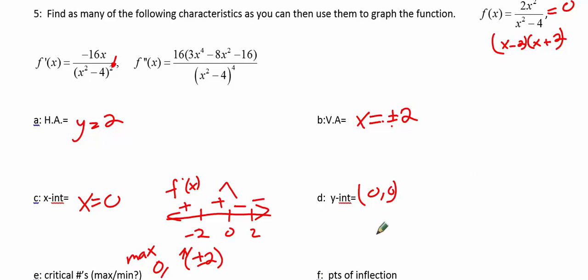Alright, points of inflection. That's where our second derivative changes signs. So we've got this equation that we have to solve, and, well, we know that we've got positive 2 and negative 2 on my graph. So negative 2 and positive 2 definitely go on there. But the question is, is there any way that this numerator could be equal to 0? And, well, the easiest way of doing that would be to graph it really and just see, does it cross 0?